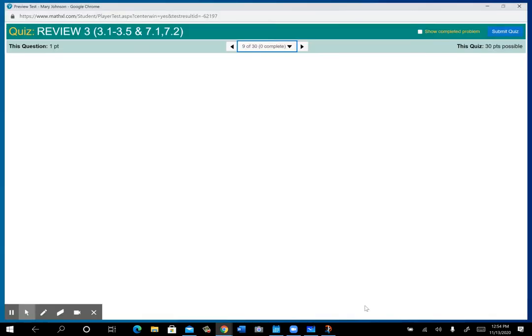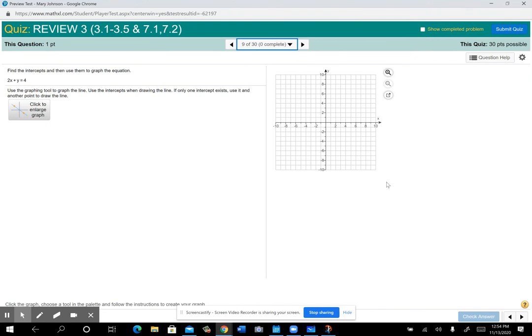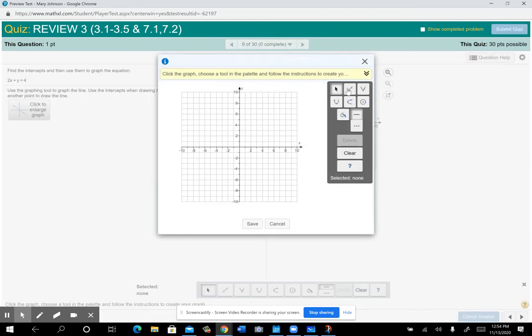I just actually want to be able to use the tool. All right, so we did 2x + y = 4. And so you can look back and see the points. I'm going to make it a little bigger so I can see it. So you choose the line tool, and then you plot those points. And because they're the ones that have the 0 in them, you need to be careful.